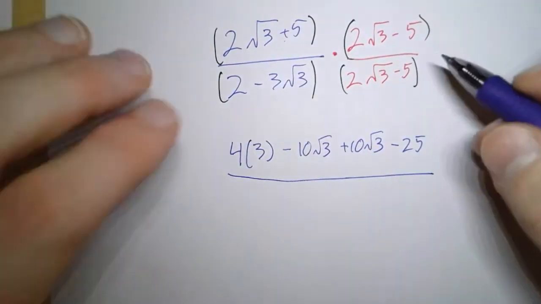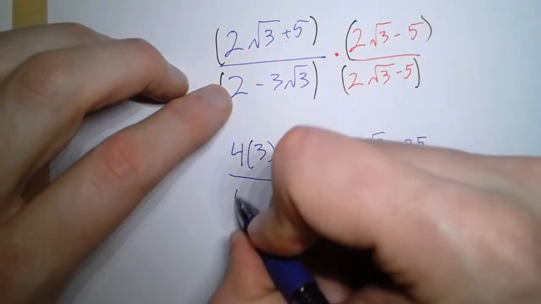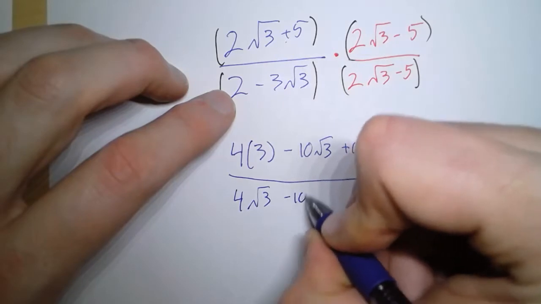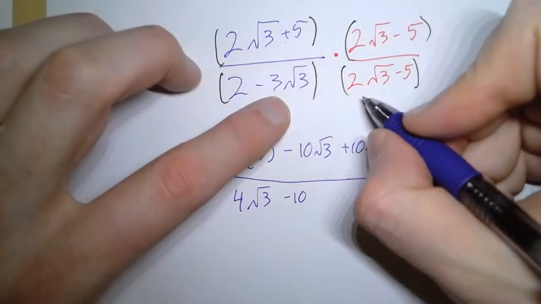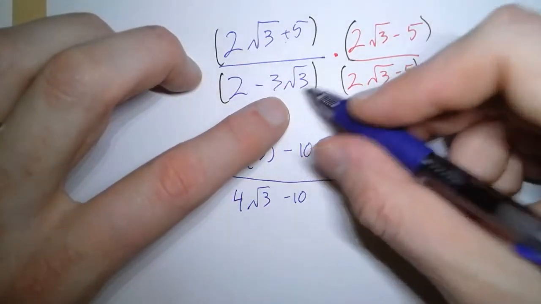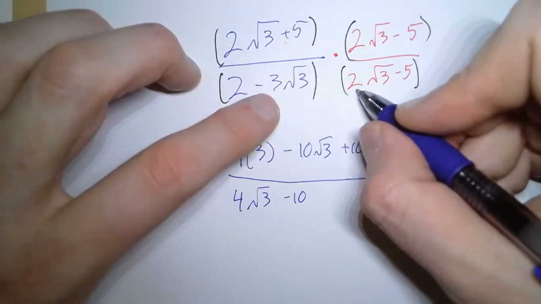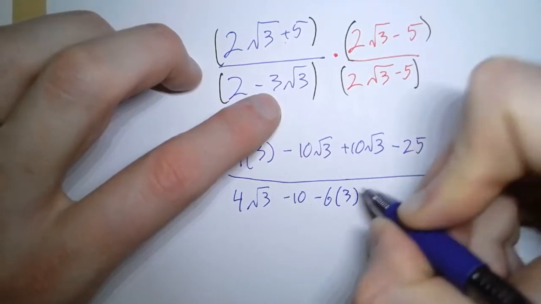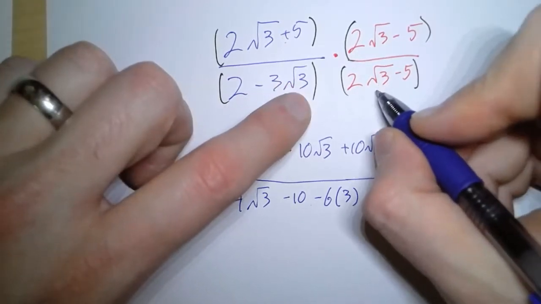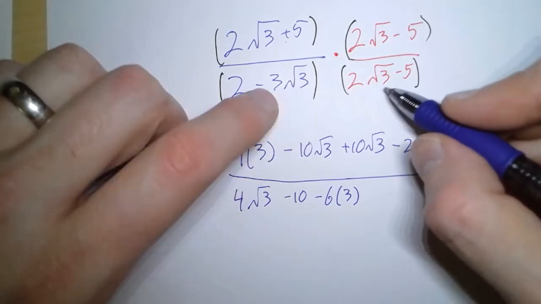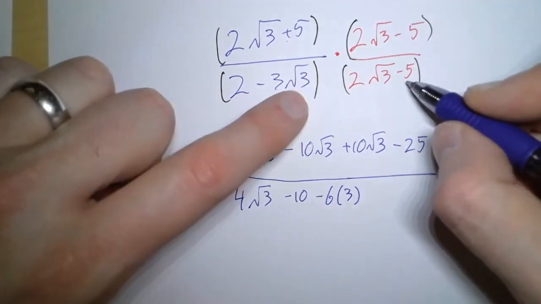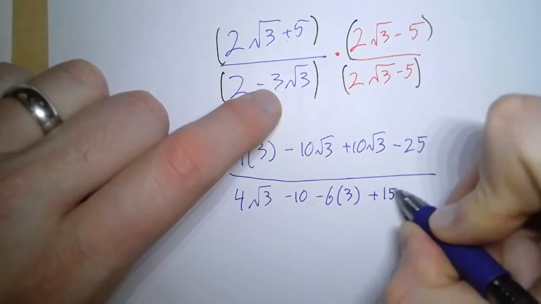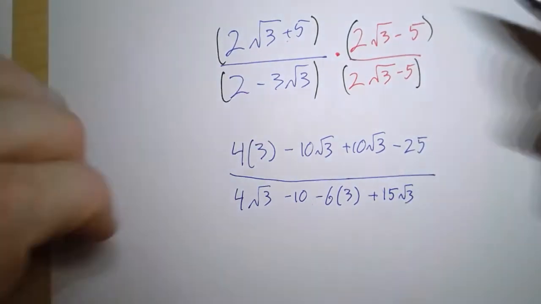Now on the bottom, 2 times 2 radical 3. So that's 4 radical 3. 2 times negative 5 is negative 10. Negative 3 radical 3 times 2 radical 3. So if I multiply the outside numbers, that's minus 6 times 3, because that's what we get when we multiply radical 3 times radical 3. And then finally, negative 3 radical 3 times negative 5. So if I multiply those outside numbers, we get plus 15 radical 3.